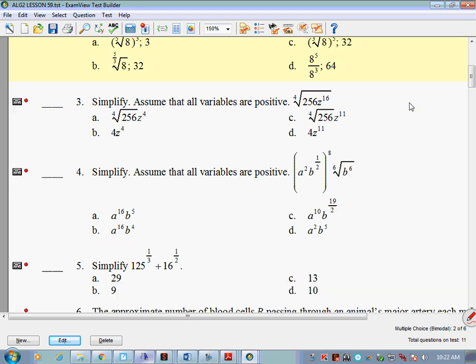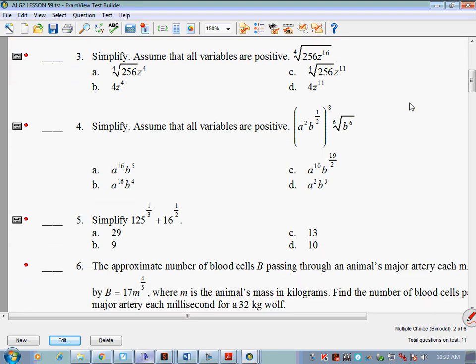Let's come to question number 3. 3 is just like number 1, right? Except whenever I break 256 down, am I looking for 3 of a number? What am I looking for? 4 of a number. So we're going to take 256. Jose, help me out. What are you going to divide that by? Divide it by 2, and what do you get?